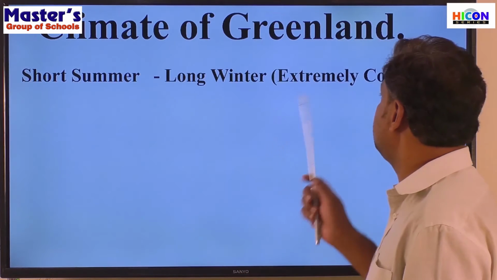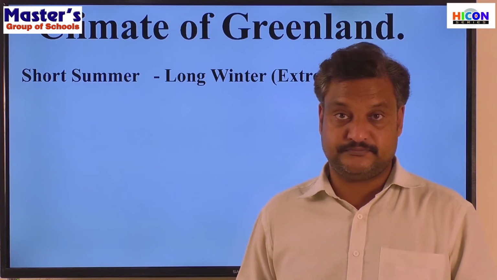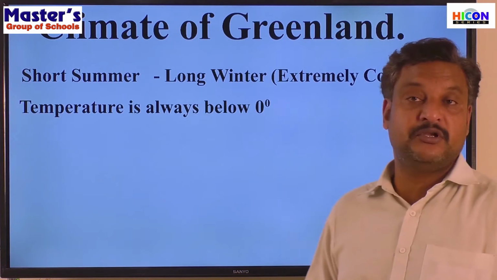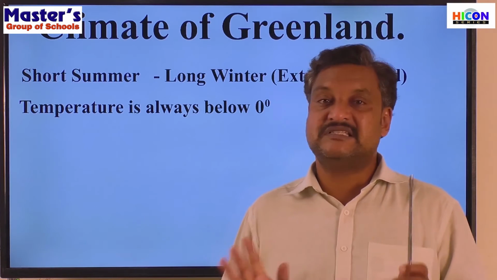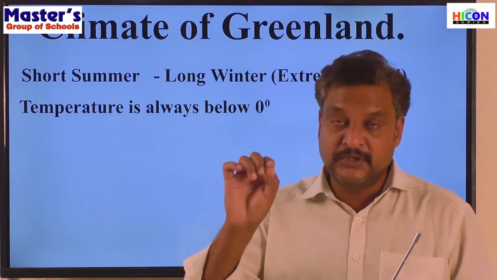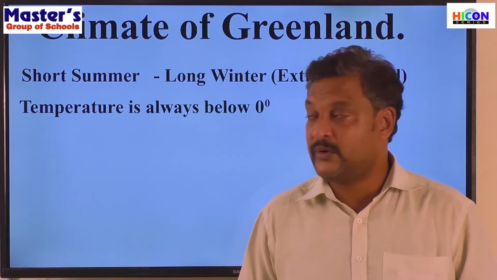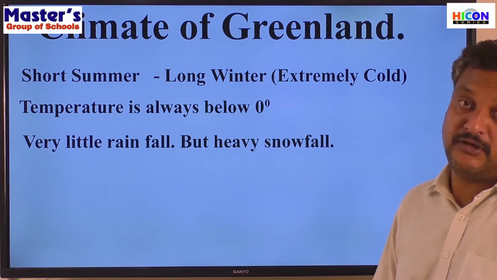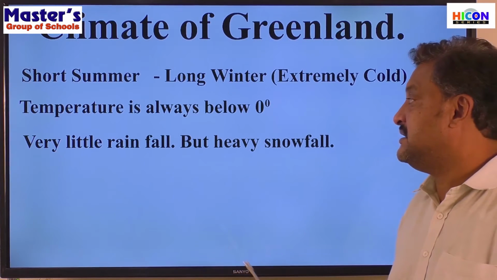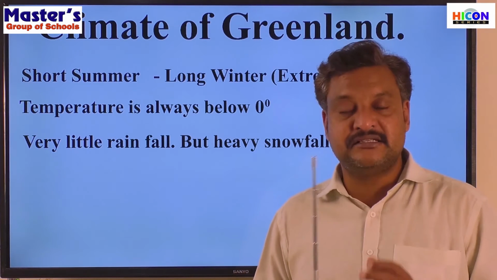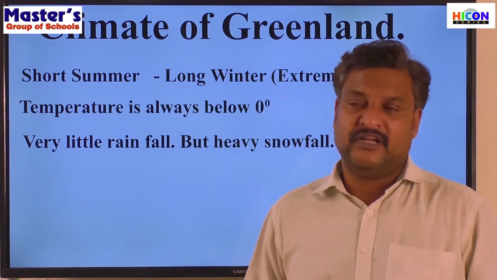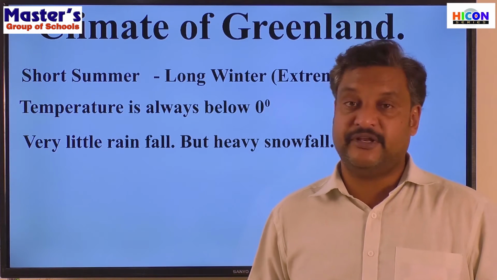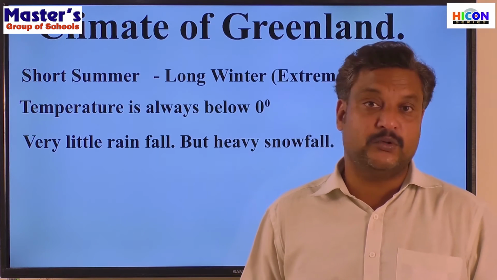And how are the winters? Extremely cold. Right? The temperature is always below 0 degrees. Even during summer, the temperature is below 0 degrees. Then very little rainfall but heavy snowfall. This is another region in the world which receives very little rainfall. It almost doesn't rain at all throughout the year there, but snowfall is very heavy. It snows very heavily over there.